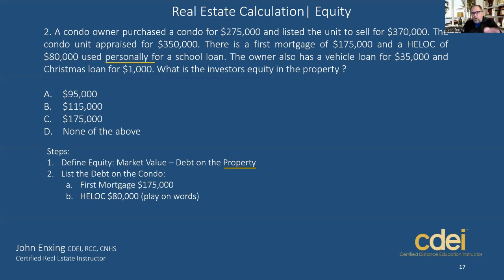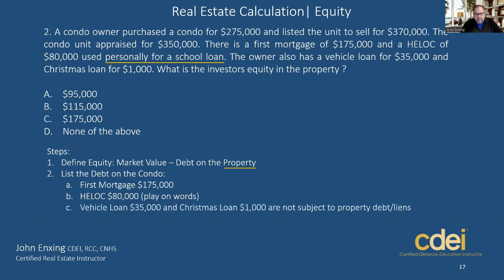They put the word personally in there to try to trick you into thinking, oh, then that's not part of the debt on the property because you're personally using it. No. You've got to look at the word HELOC and say that is debt on the property. I'm personally using it for a school loan, but it's still debt on the property. So I've got $80,000. So far I've got a first mortgage and a HELOC. Now I have two other loans, a vehicle loan and a Christmas loan.